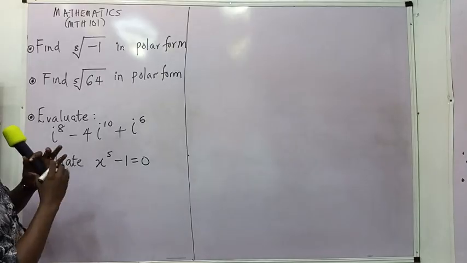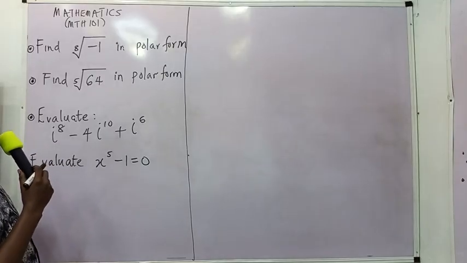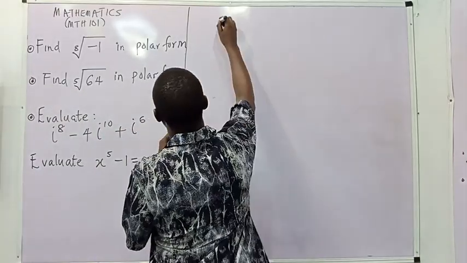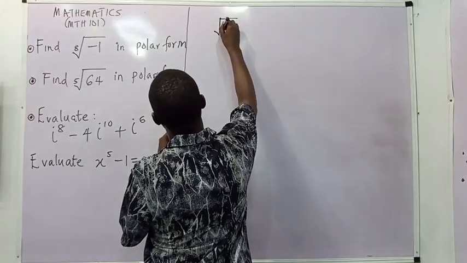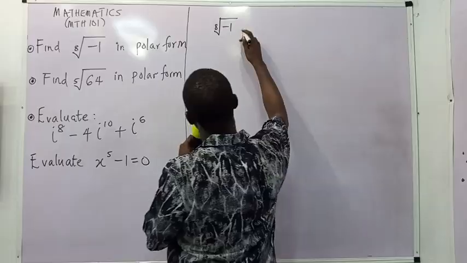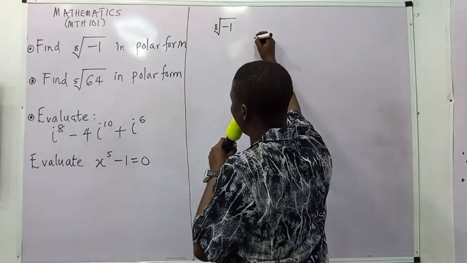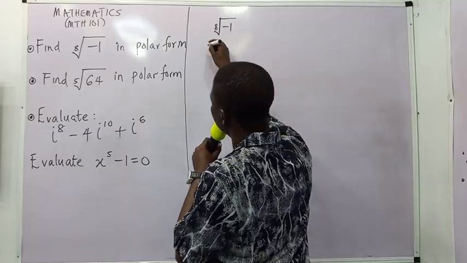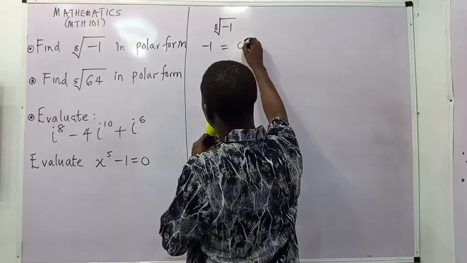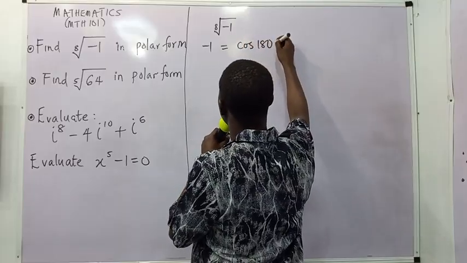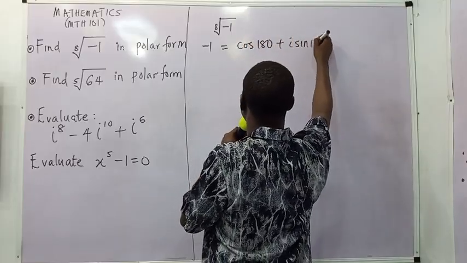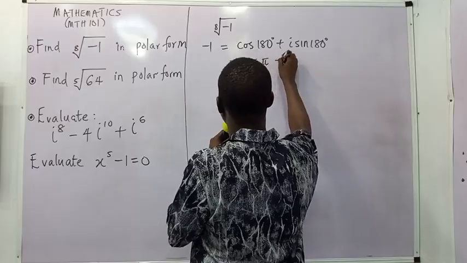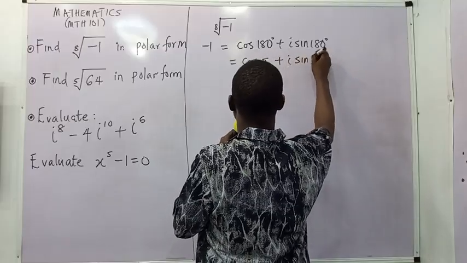We want to solve these problems and we will take them one after the other. Now, the first one says the eighth root of minus 1. From the previous videos that we have watched on this complex number, I told you minus 1 is the same as cos 180 plus i sine 180 degrees, which is the same thing as cos pi plus i sine pi.